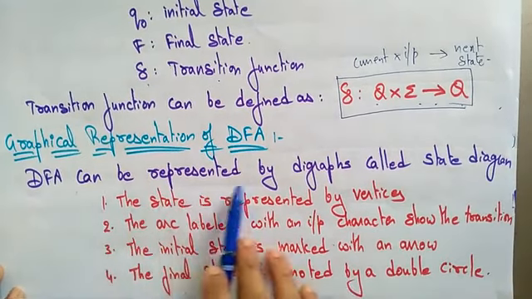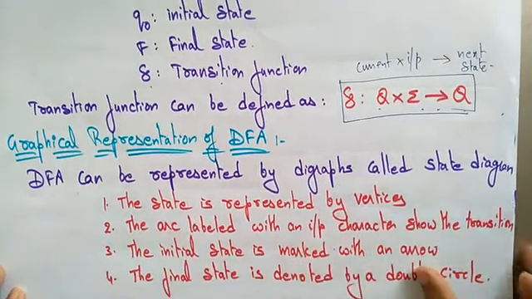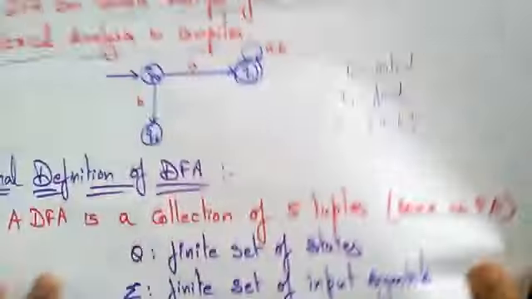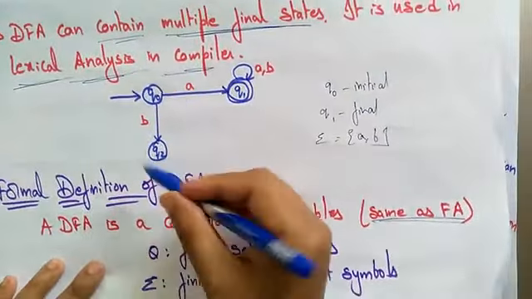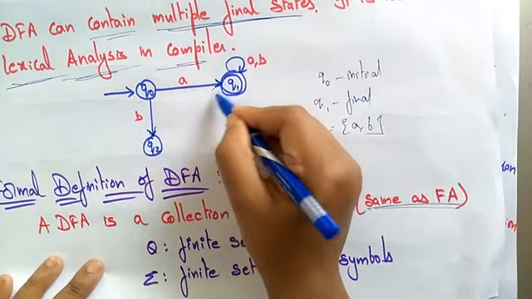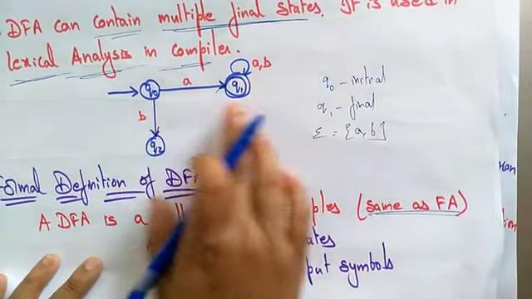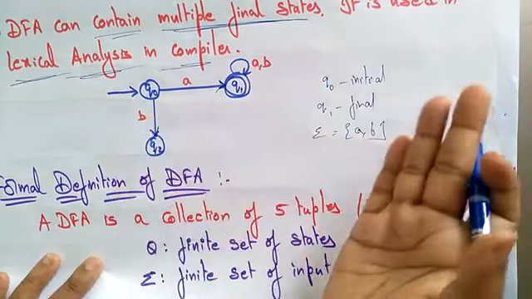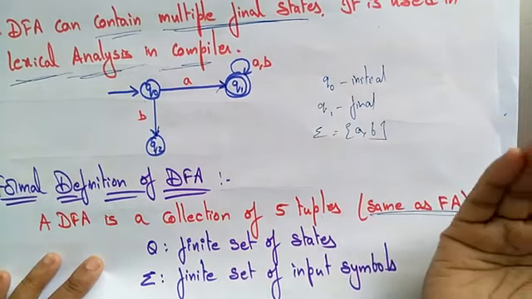So the DFA can be represented by diagrams called state diagrams. Whatever you have seen, this is a state diagram. It's a digraph, meaning a directed graph. A direction should be there from which state to which state, and what state it is going to on what input.